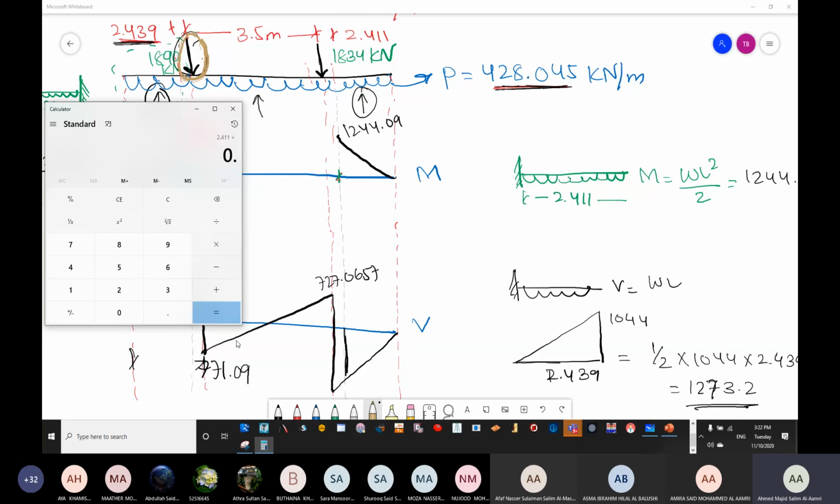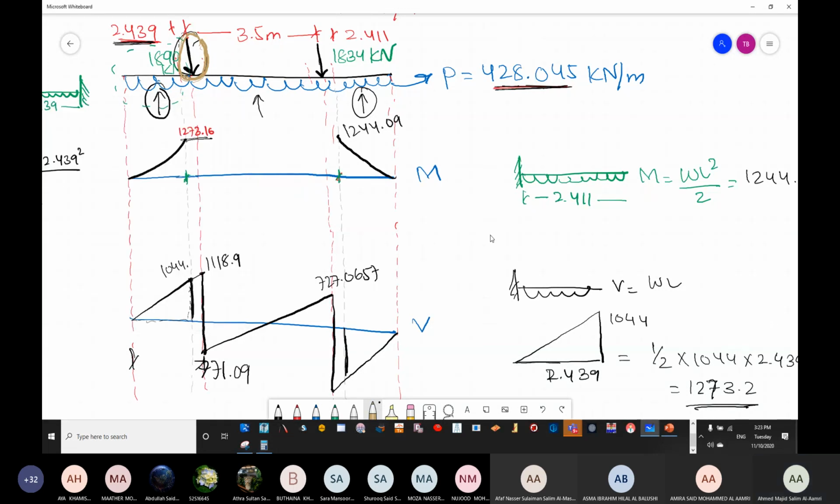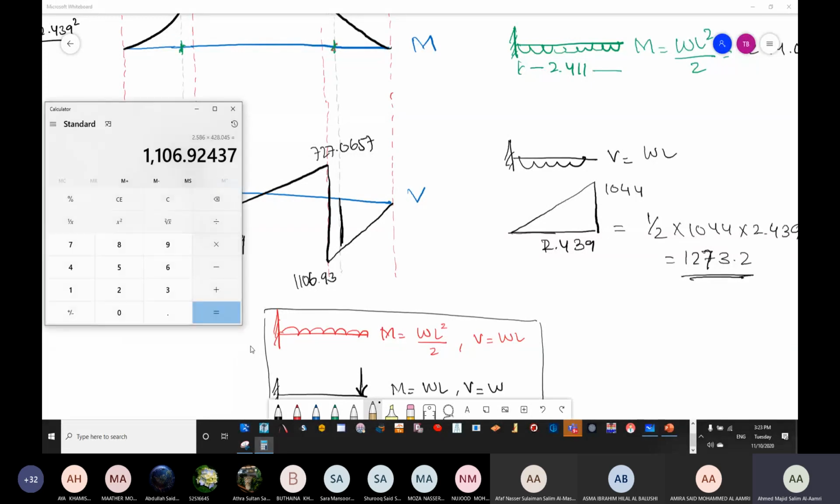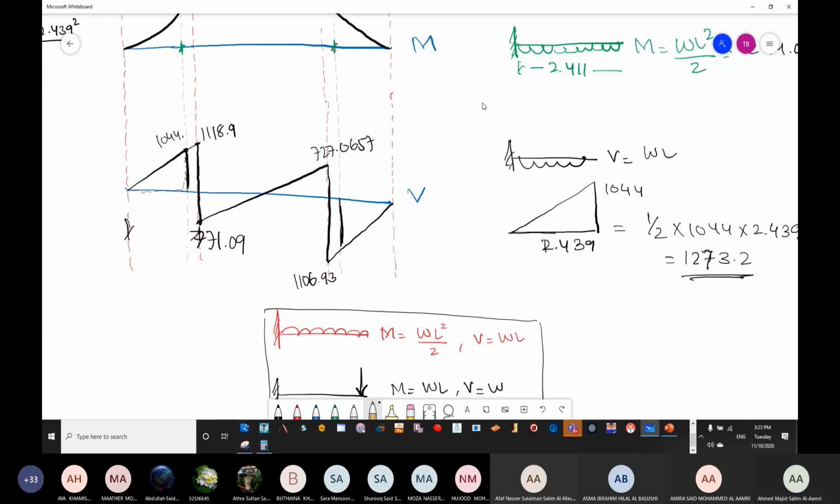So 2.411 plus half of it is 0.175. This is the length from the end till the center of the column. We need to multiply it by the pressure. So we are getting it to be 1,100. This is the amount of the upward force. So we have 1,100 in negative, and then we have 1,106 in positive, which will return you to zero. So the calculation is right.